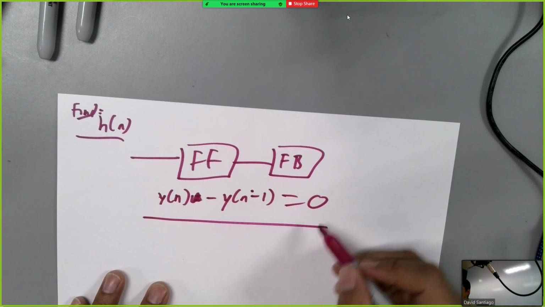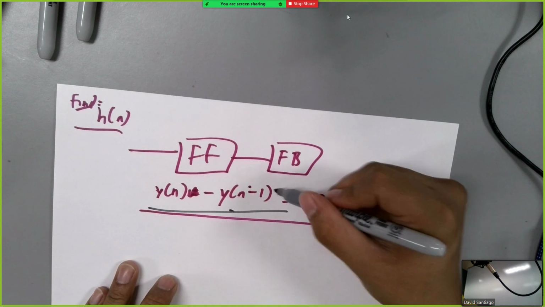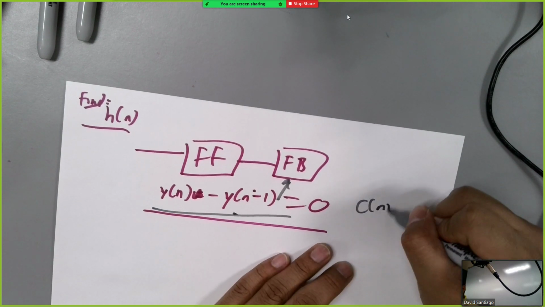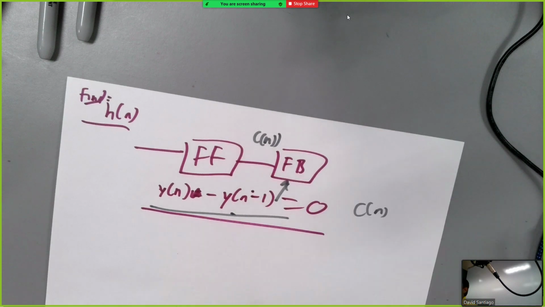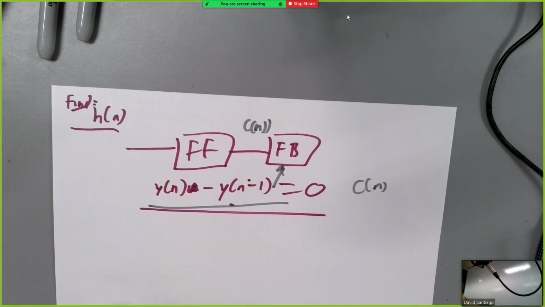This is just the feedback path. This right here is the feedback, where c of n, this is c of n. Actually, how do I explain this? Okay. How do you find h of n? The impulse response. How do we find the impulse response?